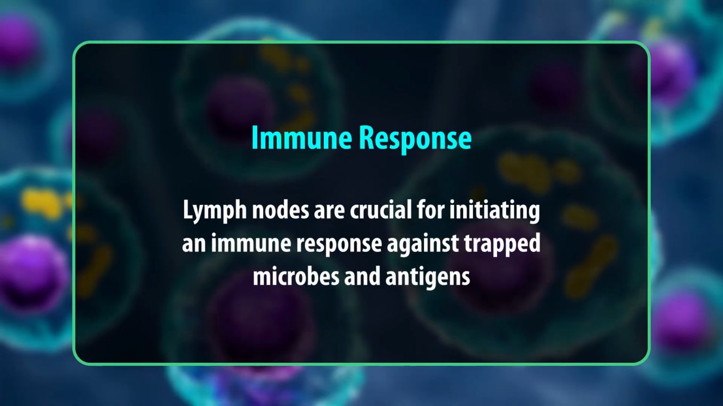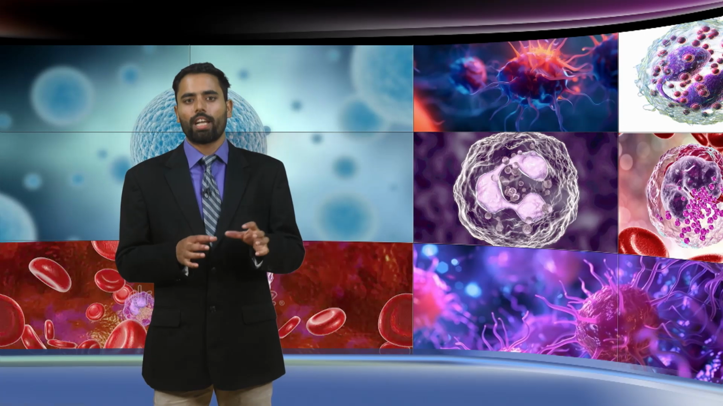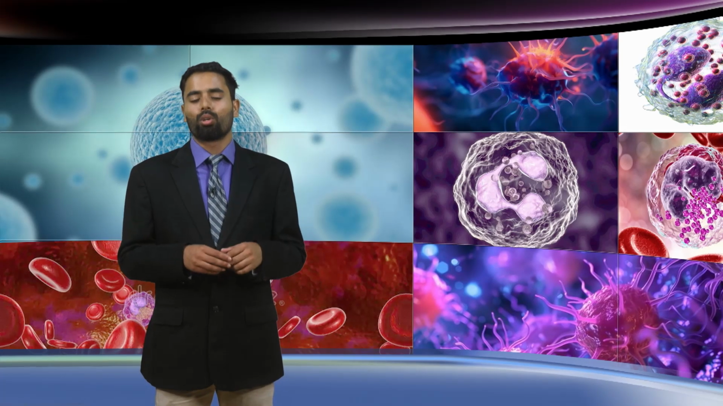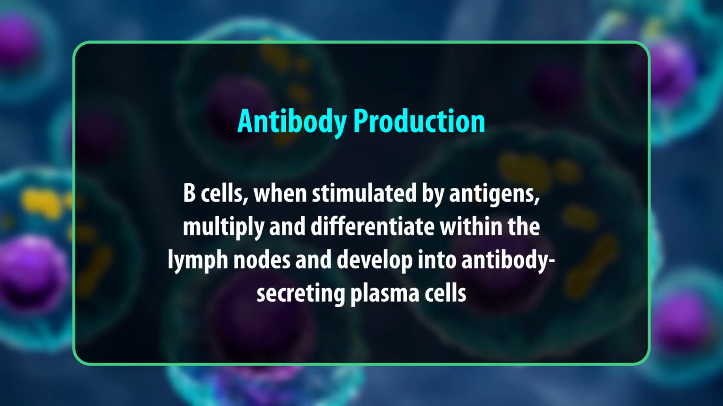Number 2, lymph nodes are crucial for initiating an immune response against trapped microbes and antigens. Within the lymph nodes, lymphocytes interact with antigen presenting cells such as dendritic cells to recognize and respond to specific antigens. And last, antibody production. B cells, when stimulated by antigens, multiply and differentiate within the lymph nodes and develop into antibody producing plasma cells.